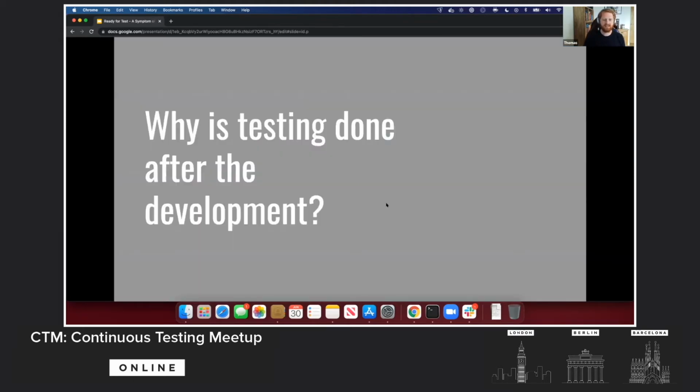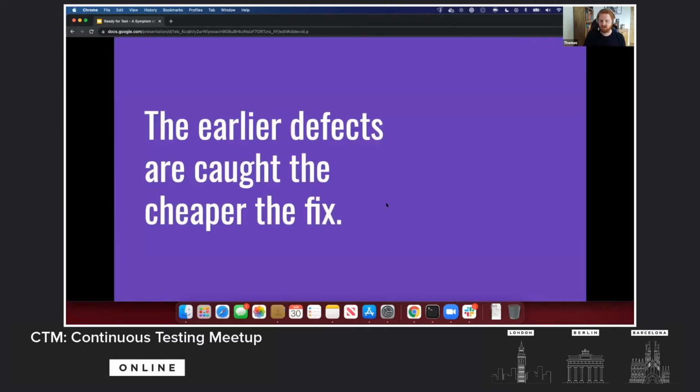And why is the testing done after the development? We've seen it in textbooks, we've seen it in meetup talks, we've seen it at conferences. The earlier we detect defects, the cheaper they are to fix. And there's a simple reason for this. If we start at the beginning of the scale, if someone is working actively on the ticket in the moment and someone points out a defect in their approach, they can quickly fix that defect. They can make changes before it's even released.